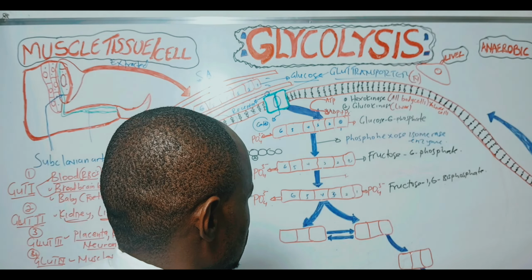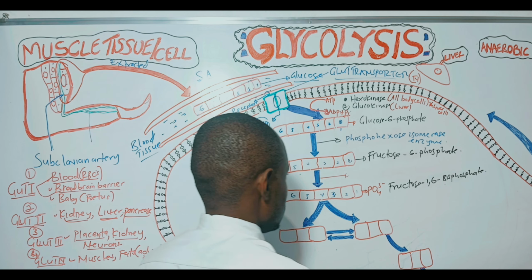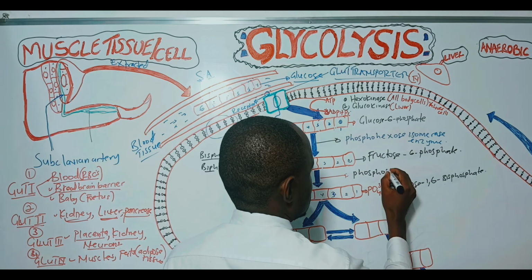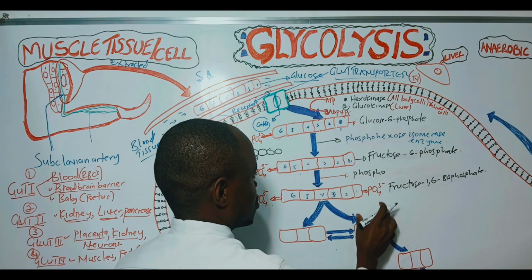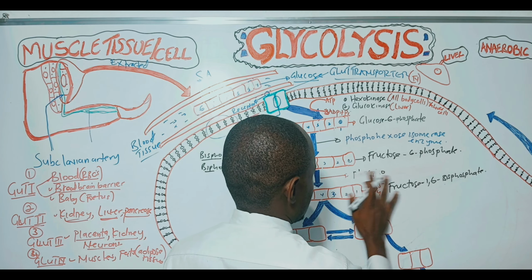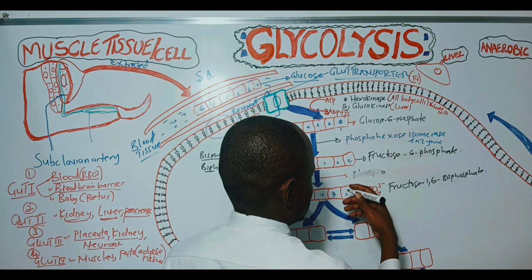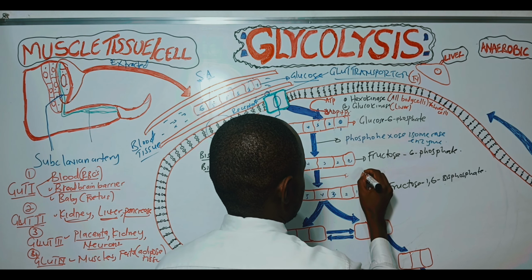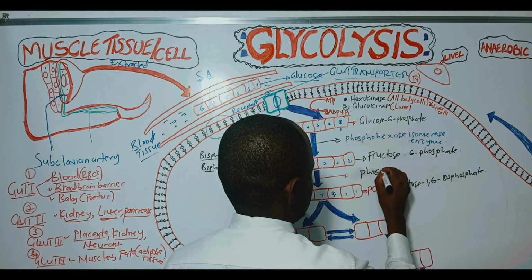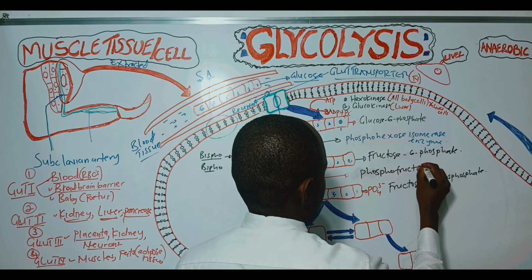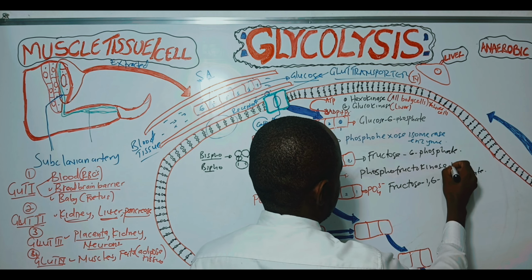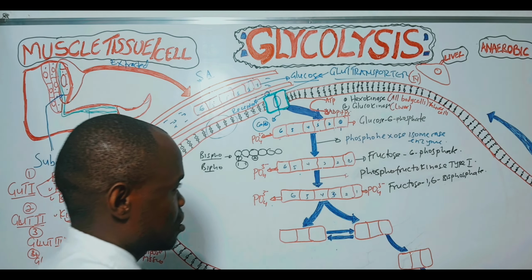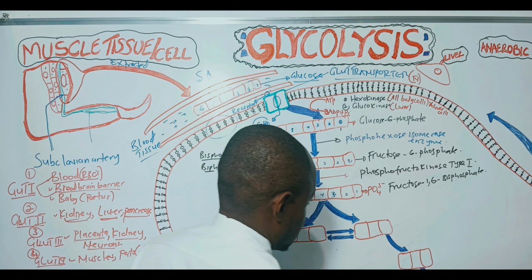Something very interesting, something named phosphor... Supposed to be the phosphofructose, that is converting this to this one here. Phosphofructose kinase type 1 enzyme. Can you say phosphofructose kinase enzyme? What do we call this one here? Fructose 1,6-bisphosphate.